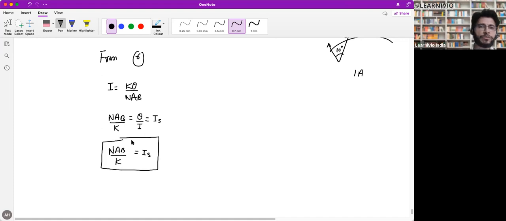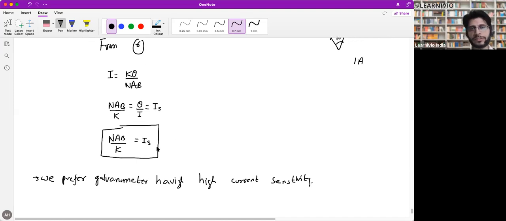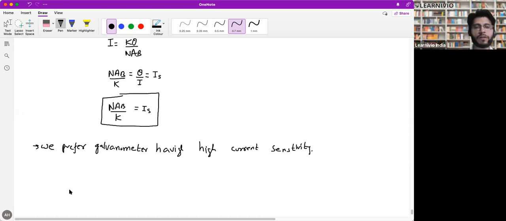And we prefer a galvanometer having greater current sensitivity. We prefer a galvanometer having high current sensitivity. So usually when you construct a galvanometer, your motive is to increase the current sensitivity. So let's see how we can increase the current sensitivity of a galvanometer.